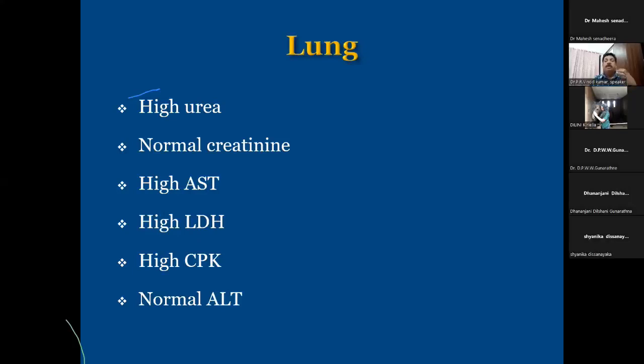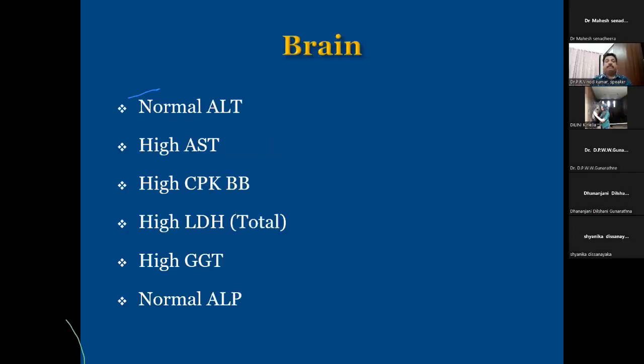Here also, normal creatinine occurs. High AST because there is a lung parenchymal disorder. High LDH; LDH 3 and 4 are found abundantly in the lung. High CPK, normal ALT. ALT is normally found in hepatic tissues. If you are targeting the brain, there is a normal ALT, high AST. AST is a non-specific enzyme found everywhere. High CPK-BB.